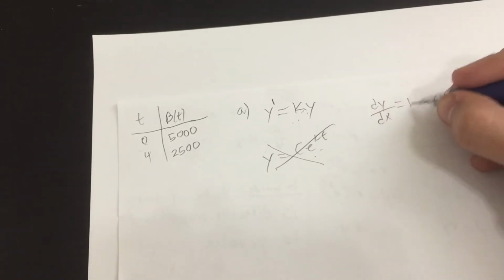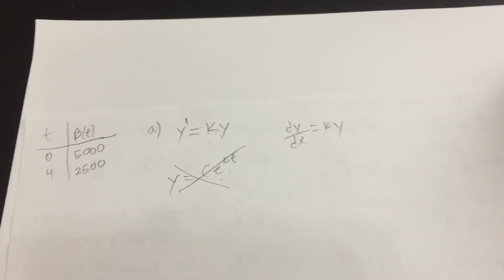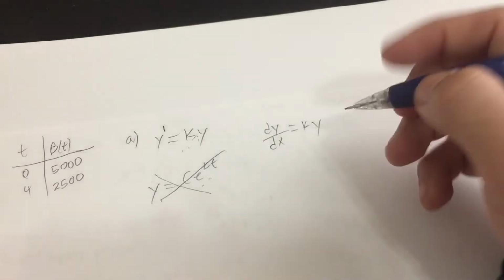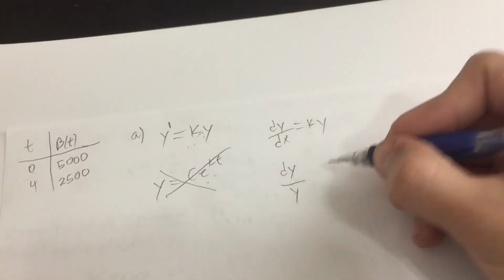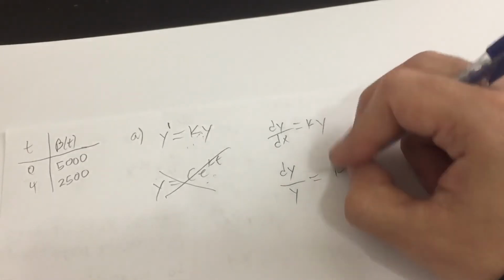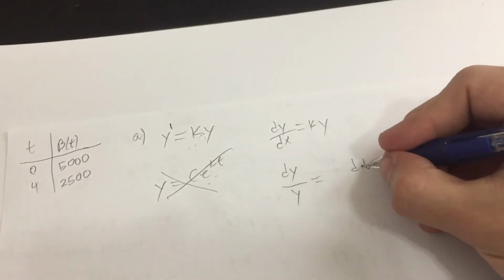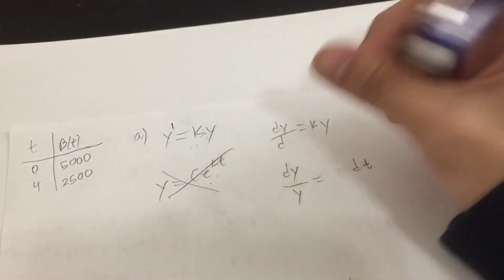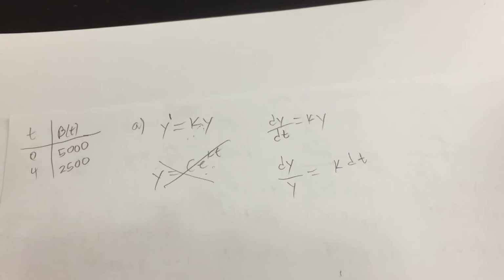dy/dx is k times y. And then I've shown you this in the notes before. In differential equations, we separate and integrate. That's the approach we're going to take here. So I'm going to separate dy with y and k with dx. Oh, it's dt. Let's use dt. That's what we've been using. Let's say dt instead of dx. And k dt. All right, good.